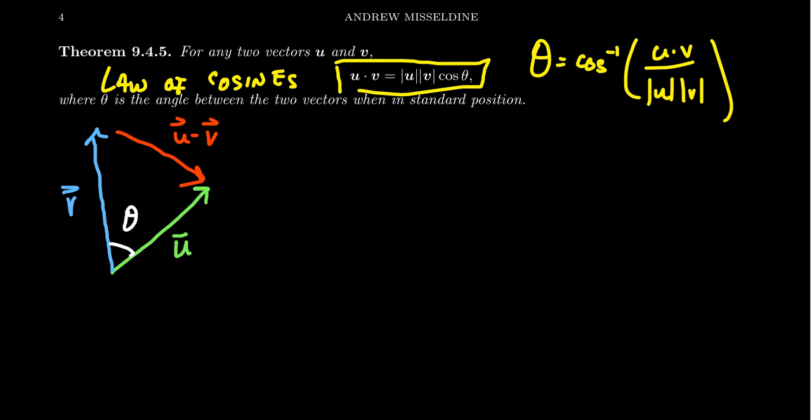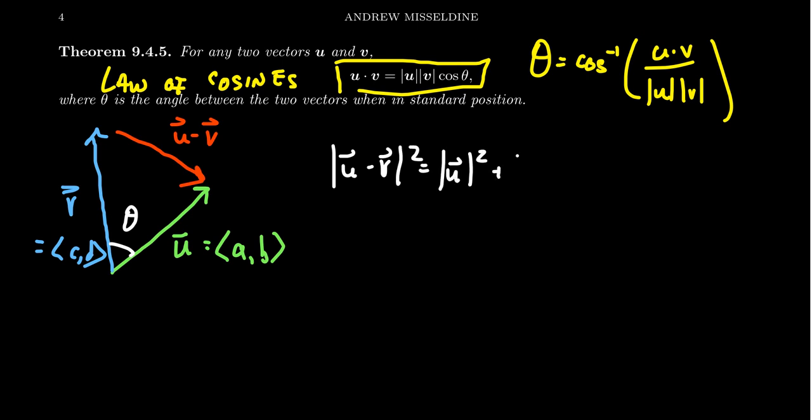and the angle between v and u is an angle associated to this triangle right here. So if we give these vectors components, let's say u is equal to a comma b, and let's say v is equal to just the next letters in the alphabet, c and d, like so, then we could set up the law of cosines with regard to this triangle right here. So we're going to get that the magnitude of u minus v squared is equal to the magnitude of u squared plus the magnitude of v squared minus 2 times u times v times cosine of this angle theta. So you'll notice this is what we're looking for right here.